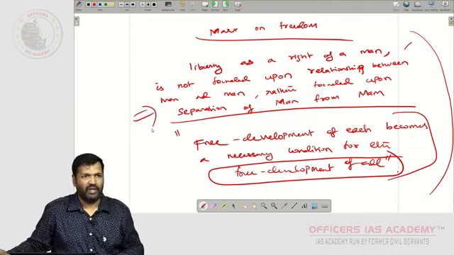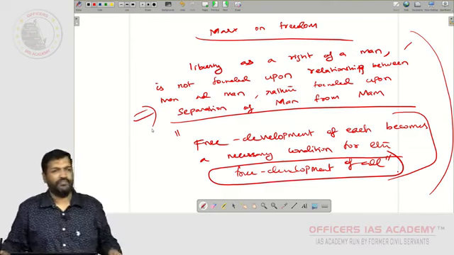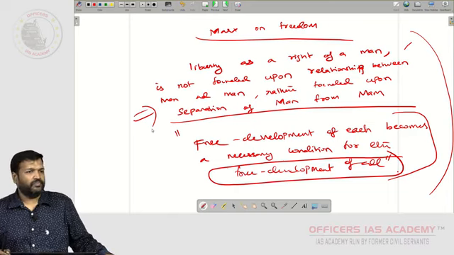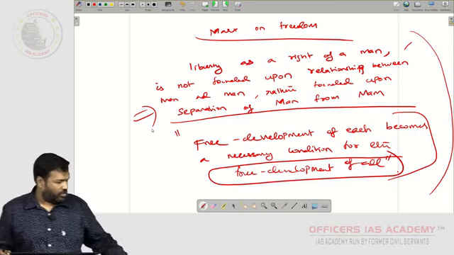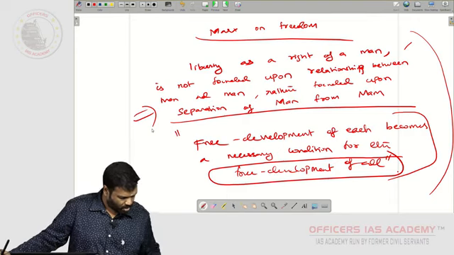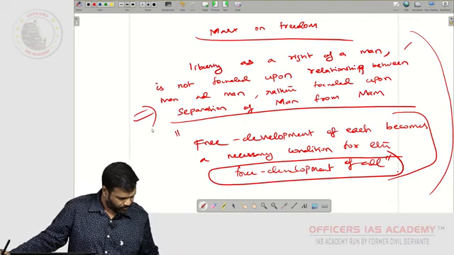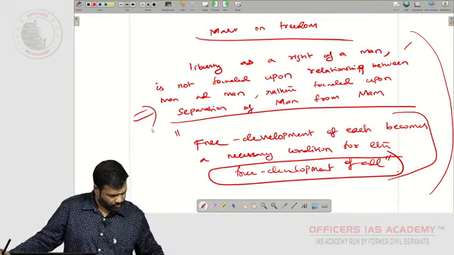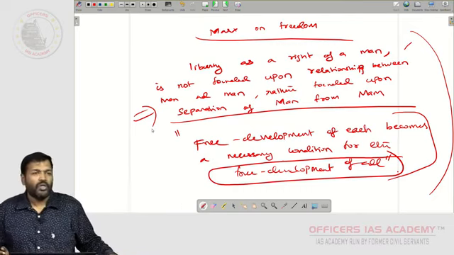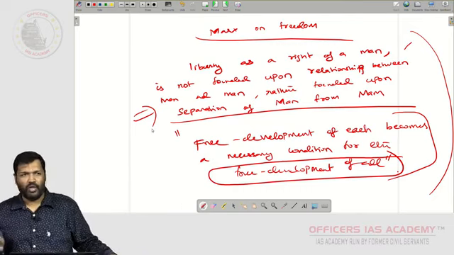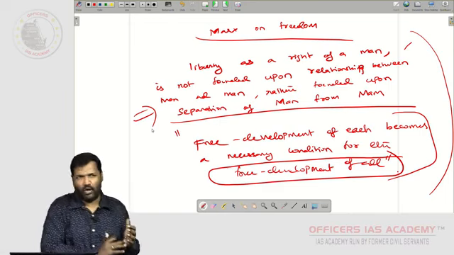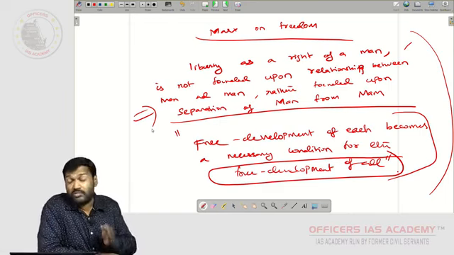Right. Any other doubt in Marx's concept of freedom? Any other doubt, guys? Online students, do you have any doubt about Marx's notion of freedom? Right. No. Okay.